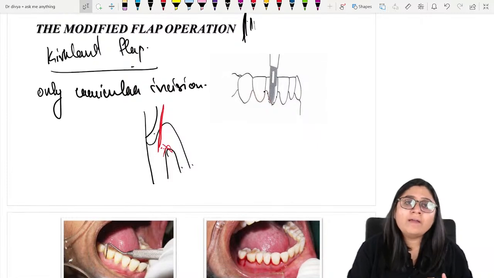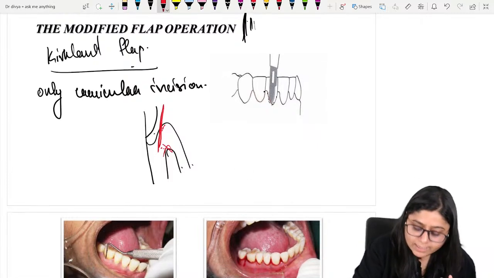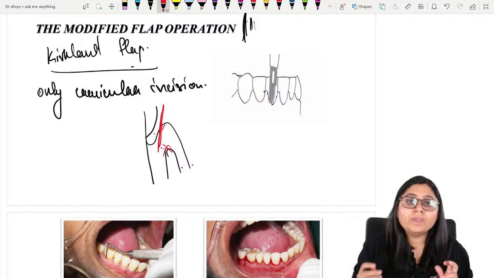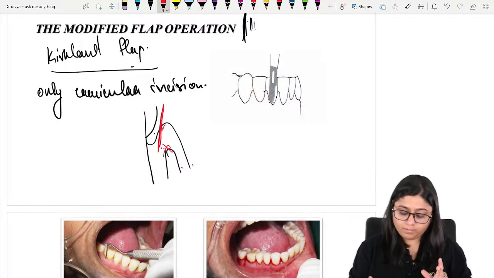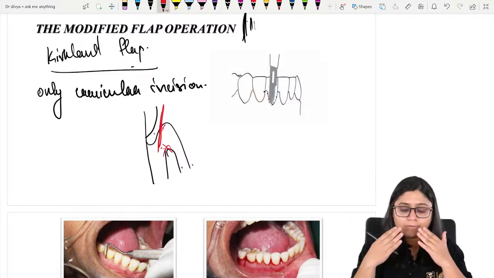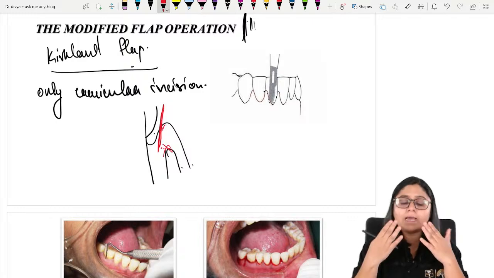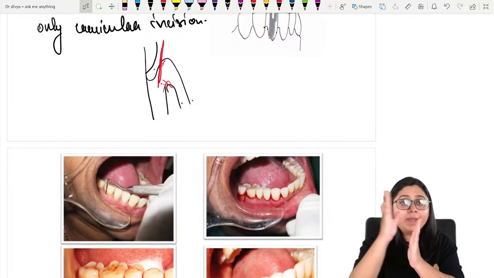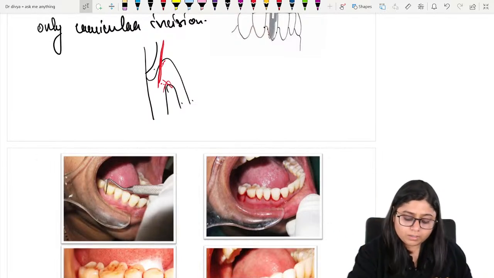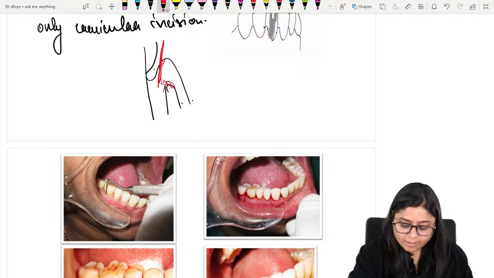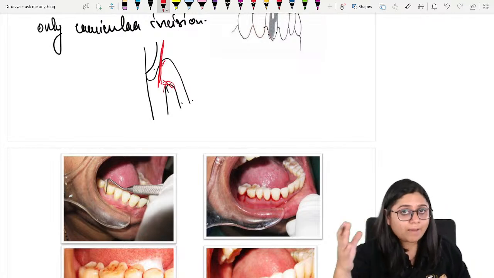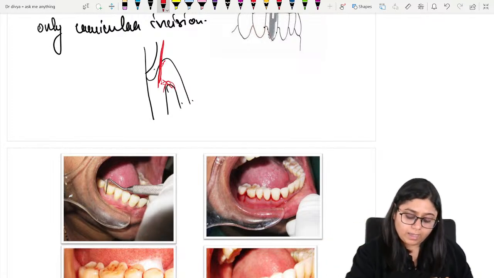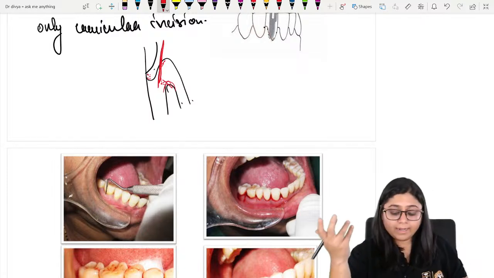So in this, we are not removing the pocket lining. We are not removing a part of the gingiva. But we are elevating the flap so that we can visualize the calculus, we can visualize the plaque, and we can remove it. Here we are just elevating the flap from the periosteum. A full thickness flap is raised. We can visualize whatever calculus is here, whatever bone defect is there, and we can treat it accordingly.